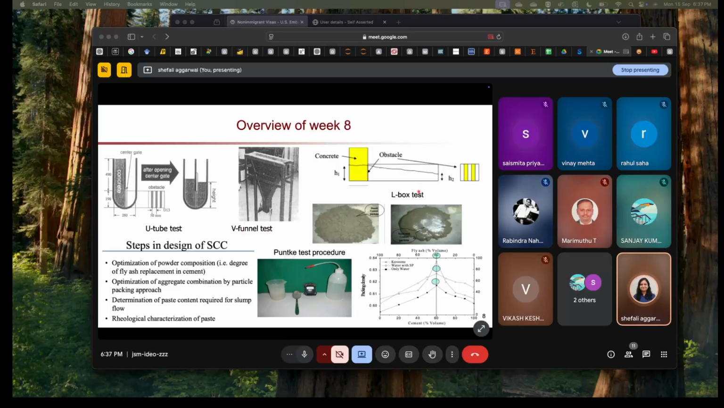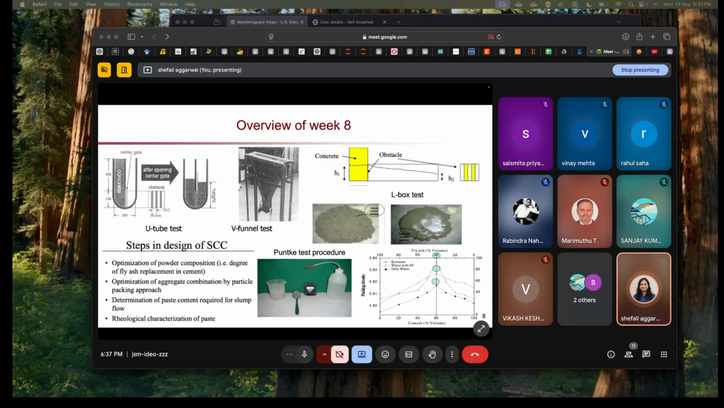Then you have the L-box test. L-box is almost similar to the U-tube test. In that case, you are checking your flow throughout the big box. It should come till here. We calculate the H1 to H2 ratio, and based on different codal provisions, your H1 to H2 ratio should be a particular value. If it is coming in that range, then we will say our concrete is flowable enough.